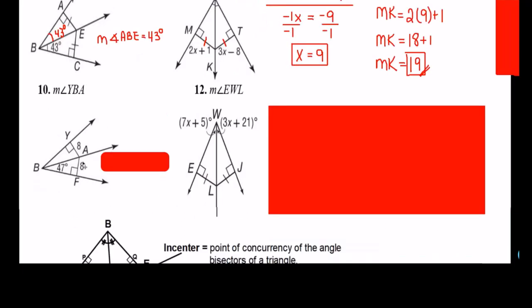Next problem, I see these two sides being the same. Notice that I don't have the tick marks, but I do have the value. So I know that these two are the same, so that means the angle is 47.